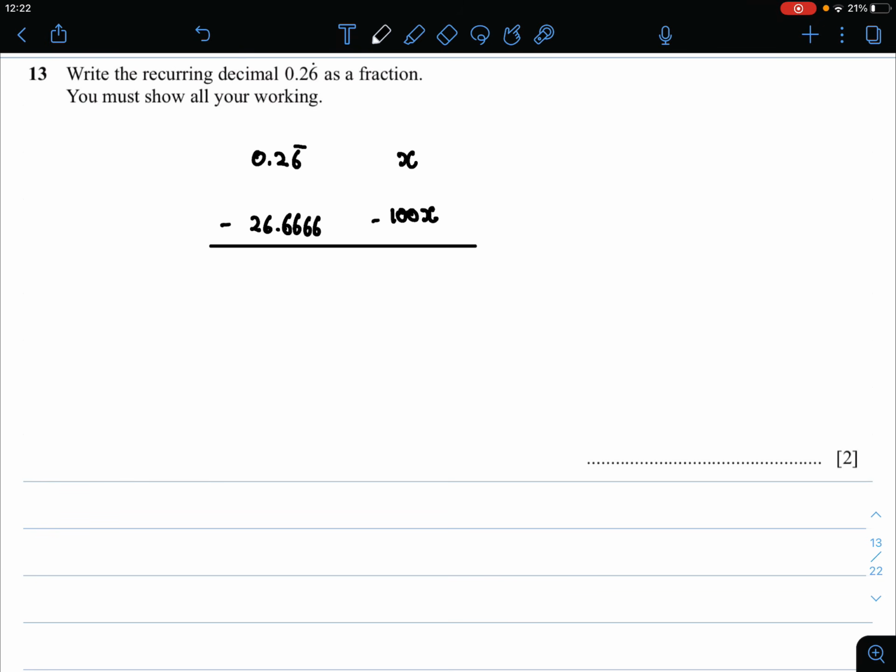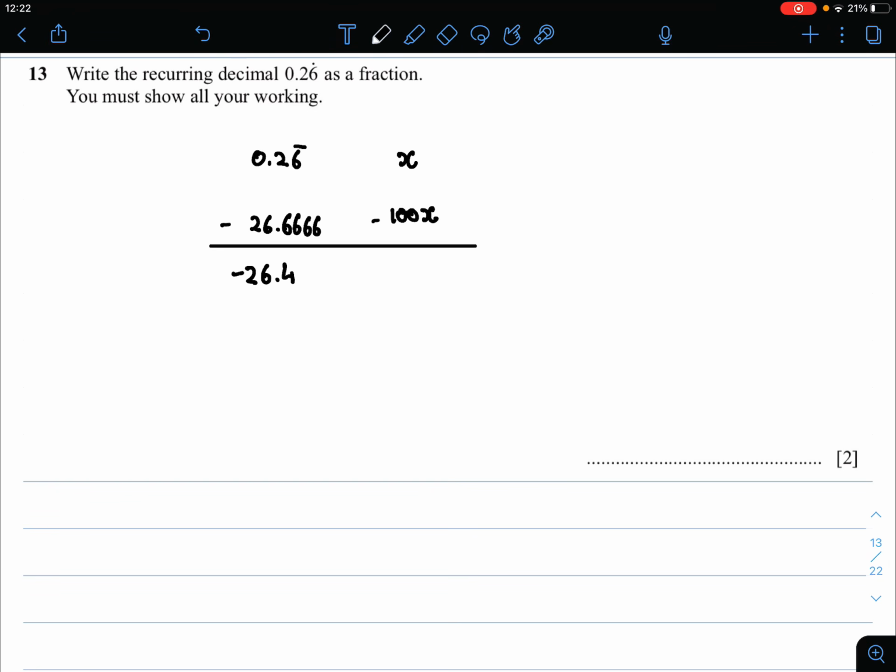Minus 26.66666, again it's a recurring decimal, so you write a lot of sixes in your calculator for it to recognize the recurring decimal. So minus 26.66666 will give you negative 26.4.